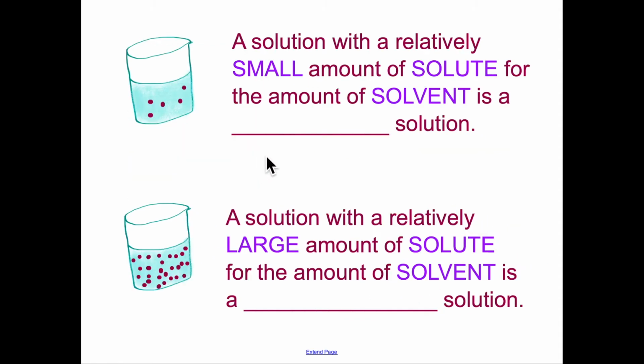A solution with a relatively small amount of solute for the amount of solvent is a dilute solution. And a solution with a relatively large amount of solute for the amount of solvent is a concentrated solution.